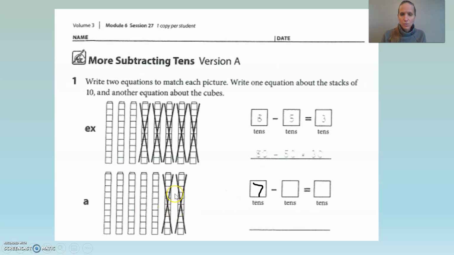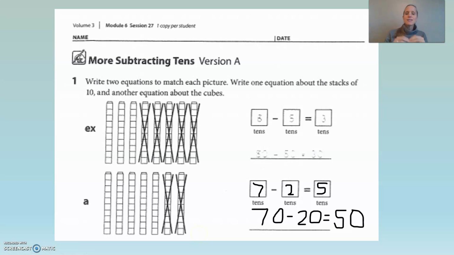And how many are we taking away? 2 sets of 10. Okay, and then how much are we left with? 10, 20, 30, 40, 50. We're left with 5 sets of 10. Okay. So that is the same as 70 minus 20 is 50. So just thinking in sets of 10 and then ones, all those cubes, what does that really mean?